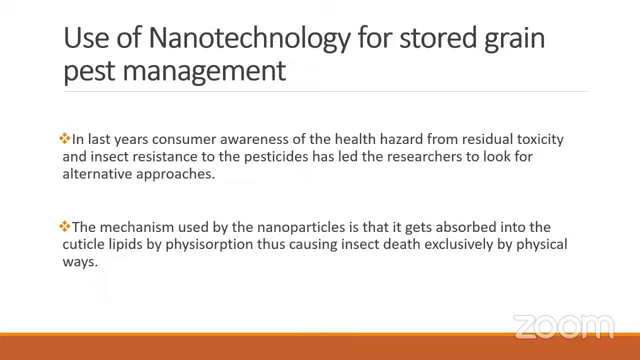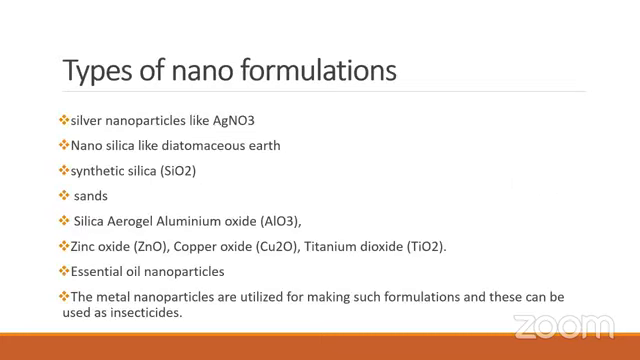This waxy layer is lipophilic, so most of the chemicals which are water soluble don't penetrate the insect surface. But in this case, because of this physisorption, it causes physical damage and brings about the kill. Now, what are the types of nano formulations being used? There are various ones, like silver nanoparticles, like your silver nitrate. We have nano silica, like diatomaceous earth.